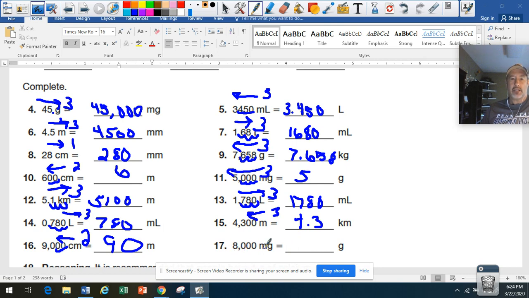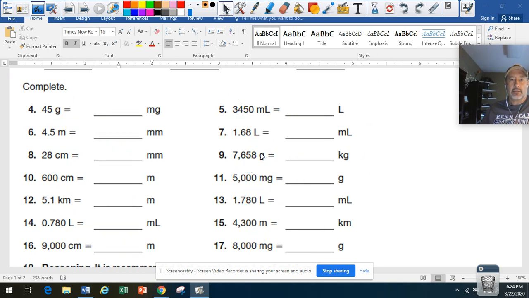And then finally, number 17, milligrams to grams. So we're going smaller to bigger. Once again, to the left, 3 places. So this gives us 8 grams. So hopefully everybody got those ones right. Make sure you've checked your answers here. Last one down here. Let's see what we got down here.